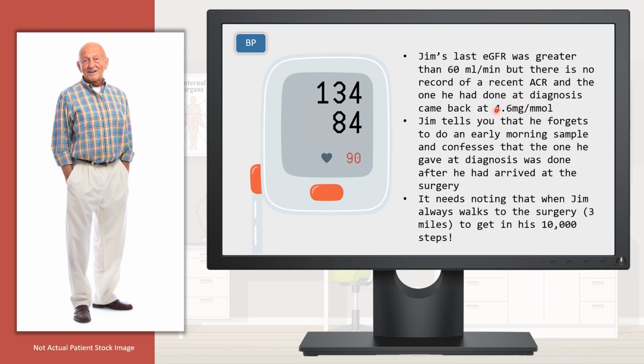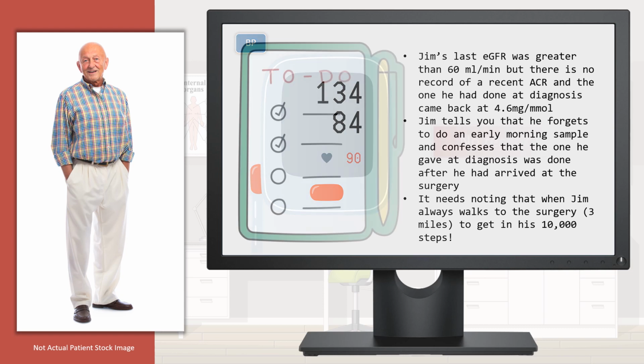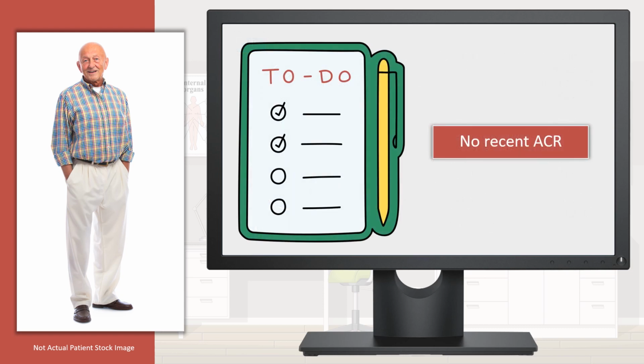So to be honest, at this point, we don't even know whether or not we can take any notice of that. Okay, so just hold that thought, because we're going to put that on our to-do list. No recent ACR, and we've now cast doubt on the quality of the one that was presented at diagnosis.